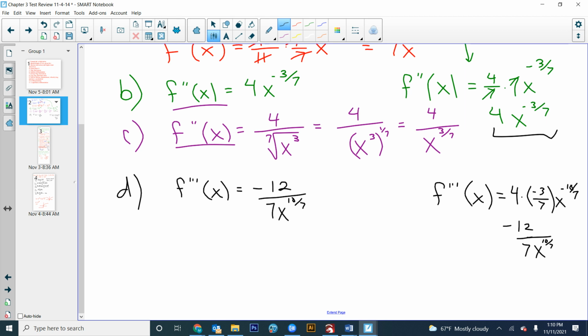Was there a letter E? It was letter E. Letter E is the answer. Right, but what was letter E? F triple prime of x equals 12 over 7, and then x outside of that. Yep. X to the negative 10 over 7.